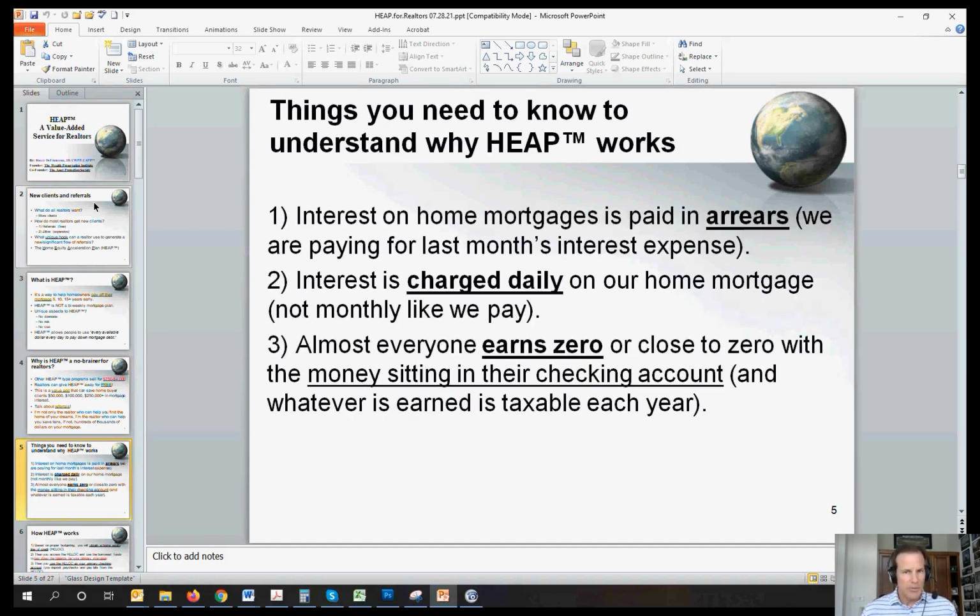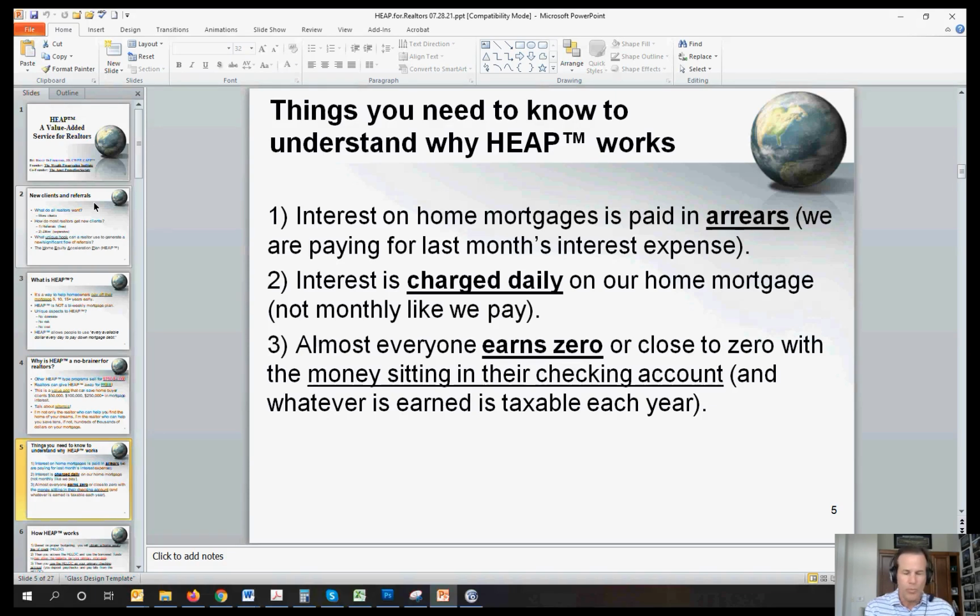So what is HEAP? Over the next few slides, I'm just going to explain what HEAP is. It's not the most intuitive program, although it is quite simple, which makes it even more outrageous that firms are charging $2,500 to $3,500 for software on this program. But to understand how HEAP works, you have to understand how mortgages work, which I'm sure everybody on the call does. So you pay your mortgage in arrears.